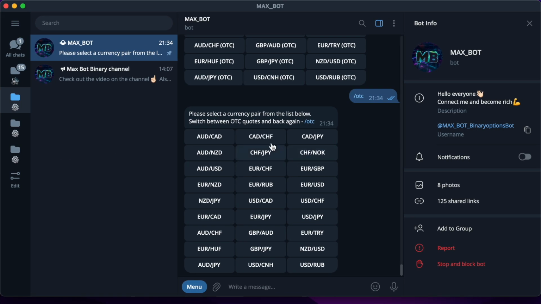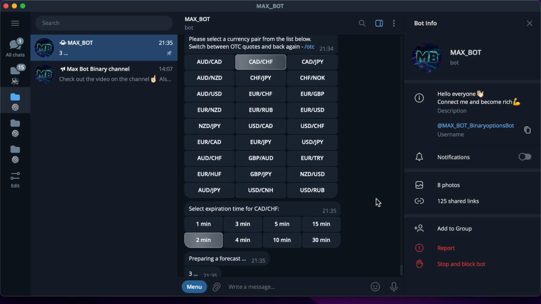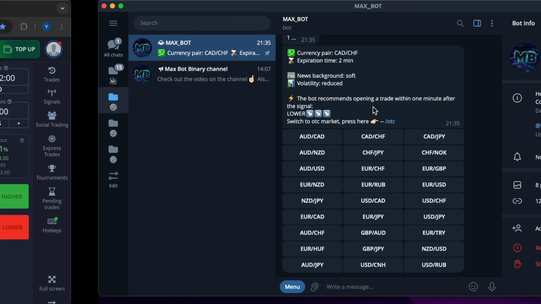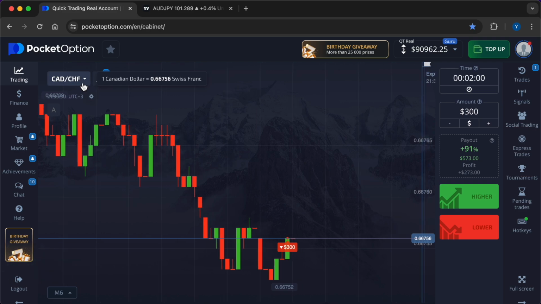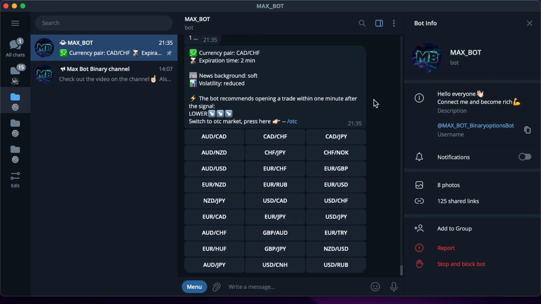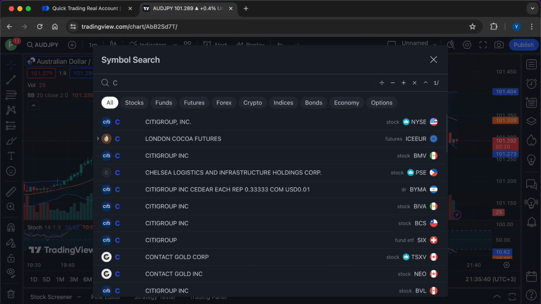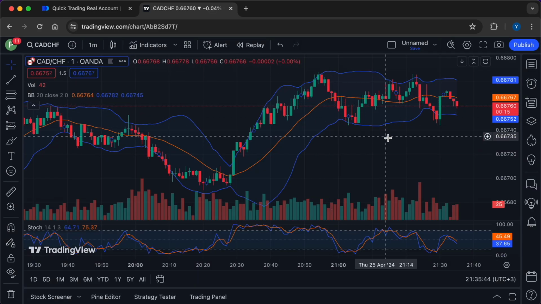Link in the description. Now I will make a trade with the currency pair Canadian dollar, Swiss franc. Forecast from MaxBot, lower. In this case you need to press the red button in Pocket Option. Market entry $300, expiry time 2 minutes. The robot indicated in the message with the signal information about volatility and news background. Now both of these parameters are reduced.